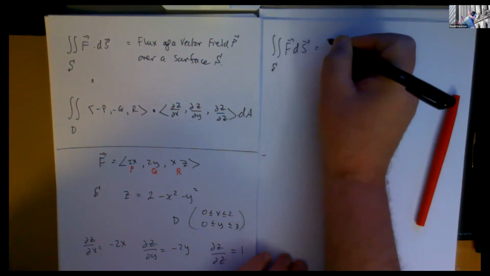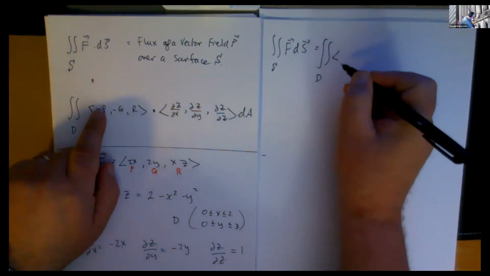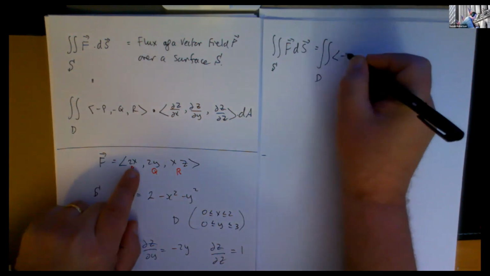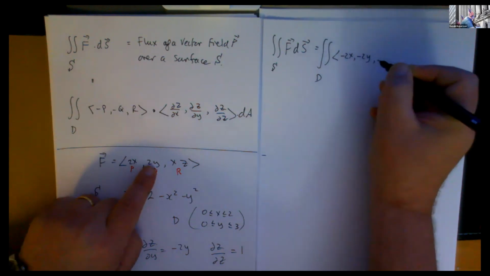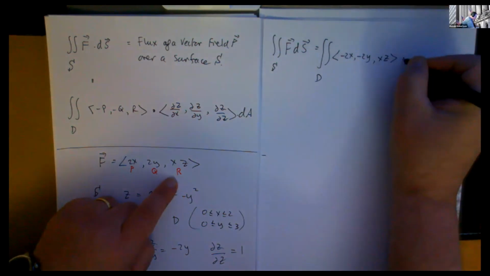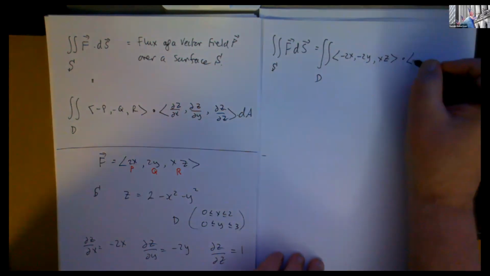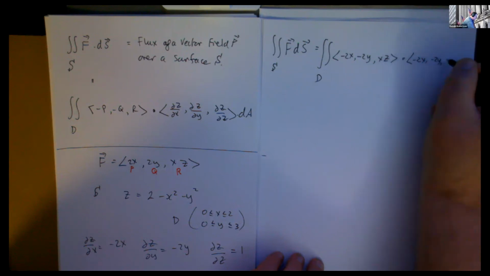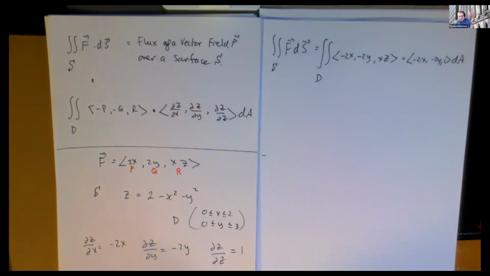So it's going to be the double integral over the region D, negative P, so you take this guy and stick a negative in front of it, negative Q, you take this guy and stick a negative in front of it, and R, you don't do anything to it. Dot product with this fella, this fella, this fella. So negative 2x, negative 2y, 1 dA. It's a bit like just following the instructions, right? Are you happy that I'm following the instructions according to the formula?